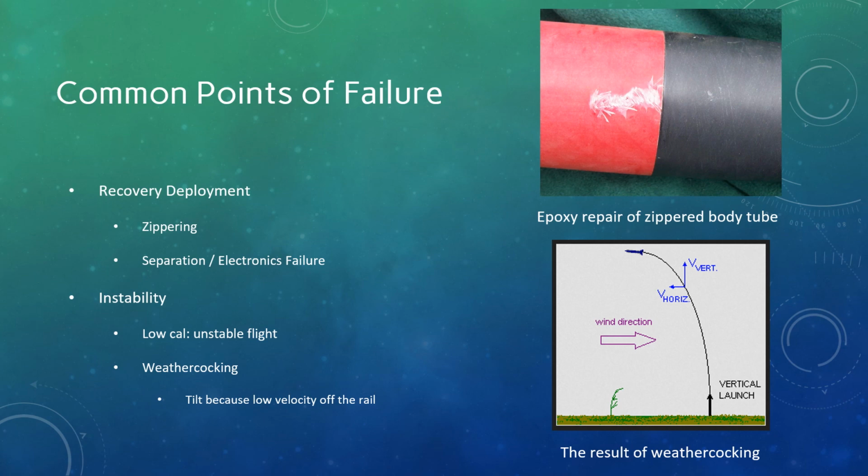To combat this type of failure, it's good practice to include backup electronics and backup black powder charges in the event that one system fails to separate the rocket.